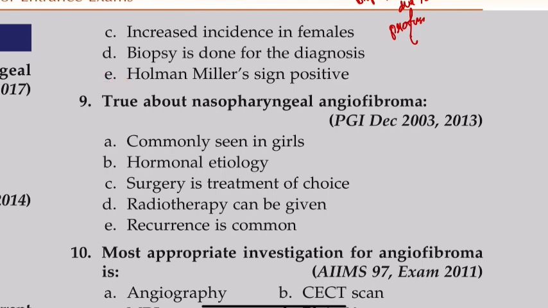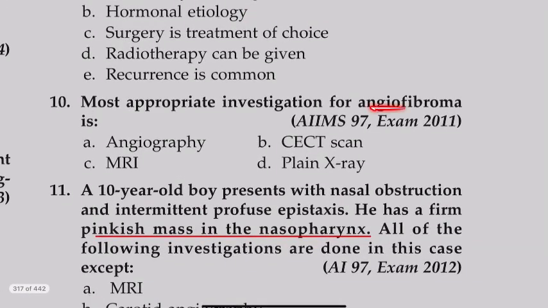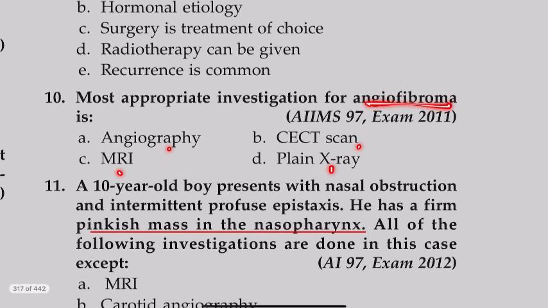True about nasopharyngeal angiofibroma: commonly seen in girls? No. Hormone etiology? Yes. Surgery is the treatment of choice? That's right. Radiotherapy can be given? Yes, it can be given. Recurrence is common? Yes. So the right answer is B, C, D and E. The most appropriate investigation for angiofibroma: angiography, MRI, CECT, plain X-ray. We have already said CECT, the finding being Holman-Miller sign.